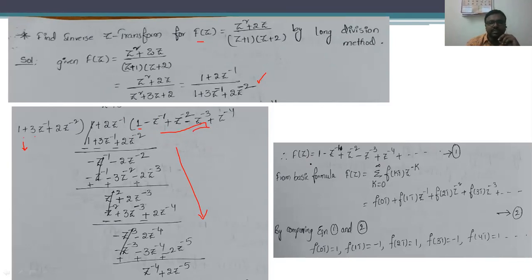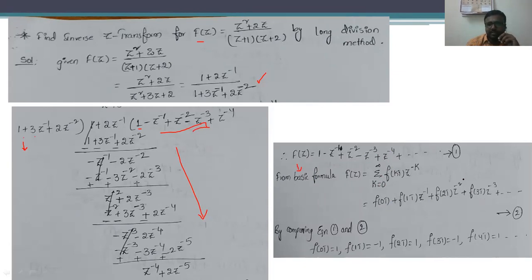Therefore, this f of z can be represented as 1 by z power minus 1 plus z power minus 2 minus z power minus 3 plus z power minus 2. And it resembles the basic formula of the z transform. That is, f of z is equal to sigma k is equal to 0 to infinity f of kt into z power minus k. So after expanding this value, it is going to be f of 0t plus f of 1t plus f of 2t plus f of 3t.